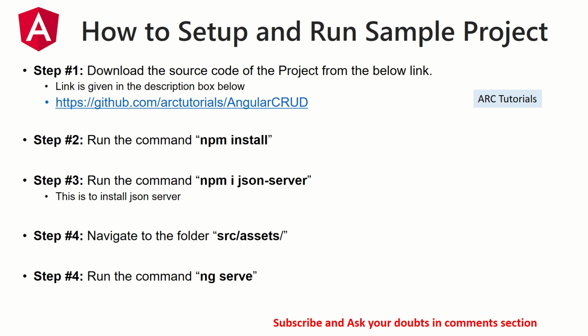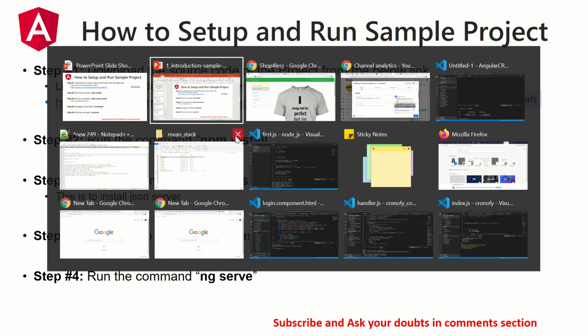So this is a 5-step process that you have to do to get your sample project up and running. First step is to go to this link and download the zip file that I have put there. Once you have downloaded, you will need to run the npm command, npm install. Then run the command npm install json-server. And then navigate to the folder src/assets. That's where we have a data.json file, which we will run using JSON server. Finally, we'll run the command ng serve to get the application up and running. Let me show you how to do that.